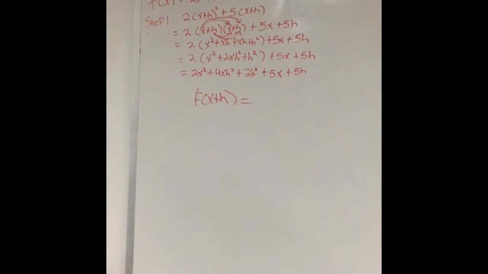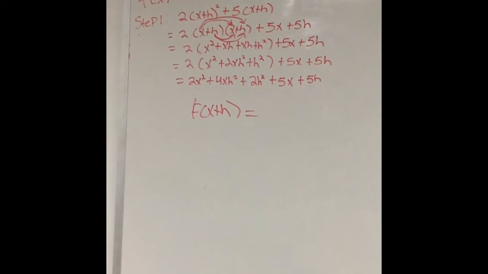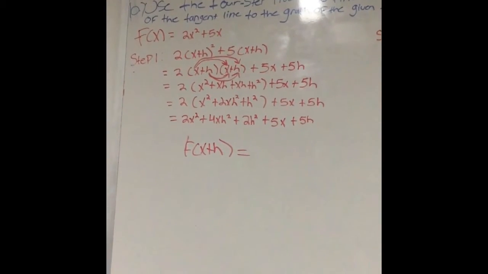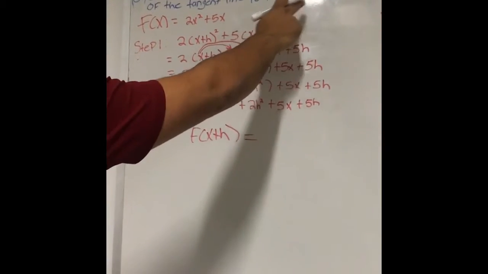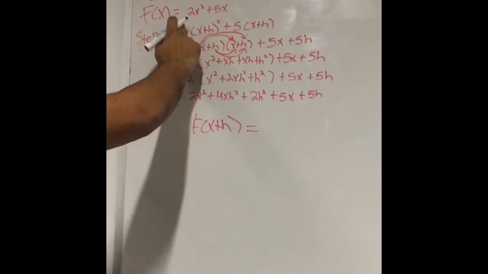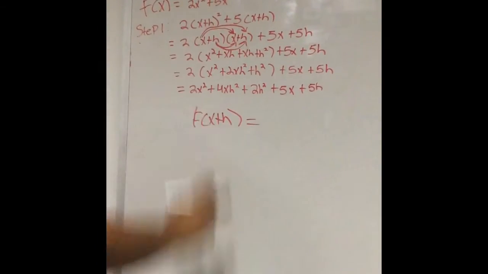Okay, 3, 2. Okay, so for question 10, it wants us to use the 4-step process to find the slope of the tangent line to the graph of the given function. The given function in this case is f of x equals 2x squared plus 5x.